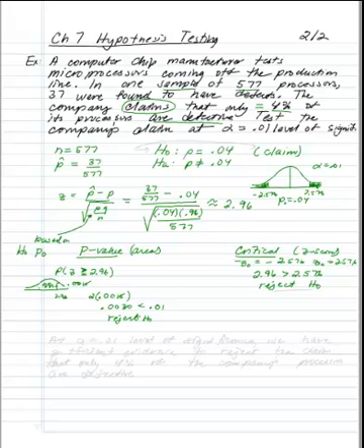Now, let's practice writing a sentence. For a sentence, we first have to mention our alpha level. So at alpha equals 0.01 level of significance.